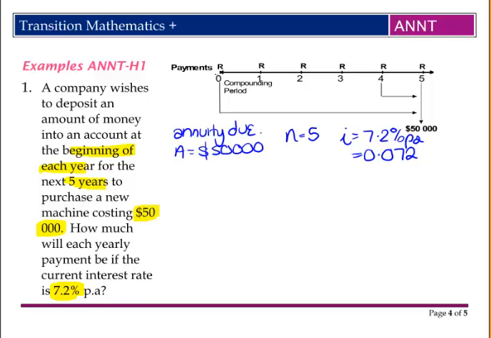And you can see from my timeline, I'm representing that we want this $50,000 at the end of the 5 years, and we're going to be paying per year.